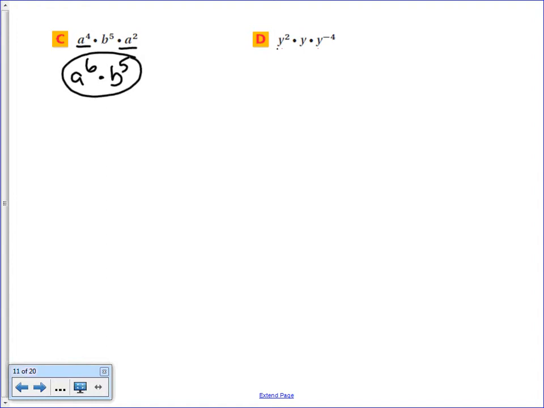Letter D, I have a y squared, a y, and a y to the negative 4th. Now, notice how the middle one has no exponent, so it's like there's an invisible 1 there. So y to the 2nd times y to the 1st times y to the negative 4th. So 2 plus 1 minus 4, that's going to give me a negative 1. So y to the negative 1.